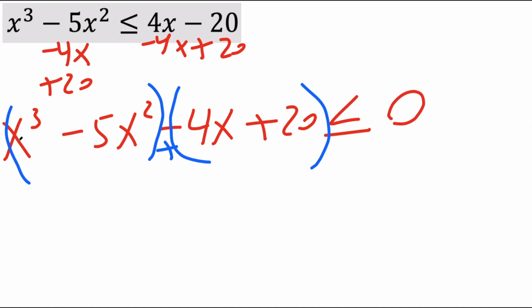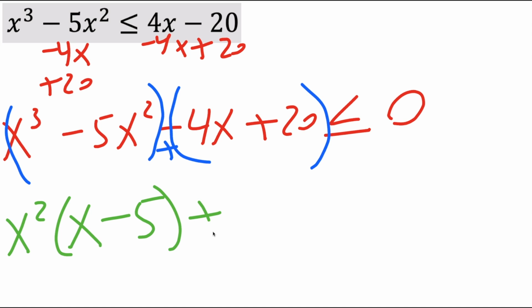So here's an x cubed, here's an x squared. The smallest one is an x squared, so we'll put x squared. Parentheses, x squared times what is x cubed? X. X squared times what is negative 5x squared? Negative 5. Close parentheses. Plus, now we do our negative 4x plus 20.